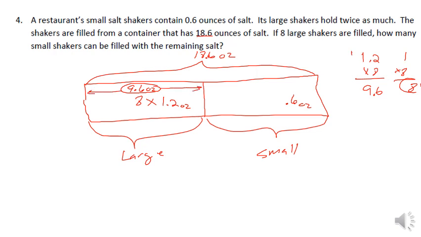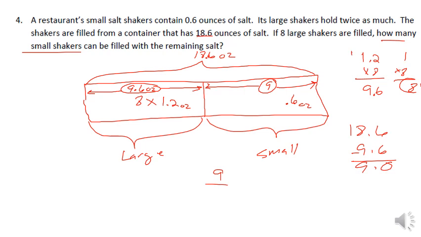Now, we started with 18.6 ounces. So I'm going to take 9.6 ounces away, and we will end up with 9 ounces. So I know that the small shakers are filling 9 ounces. Now the question though wants to know how many small shakers. Well, I know 9 ounces divided by 6/10 because there's 6/10 in each small one. And I'm going to have to multiply them by 10. I get 90 over 6.